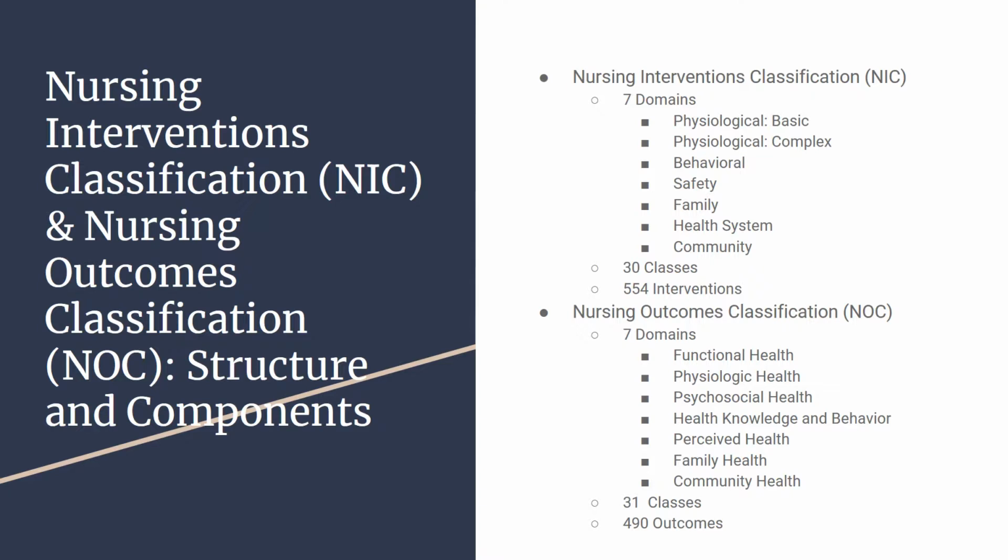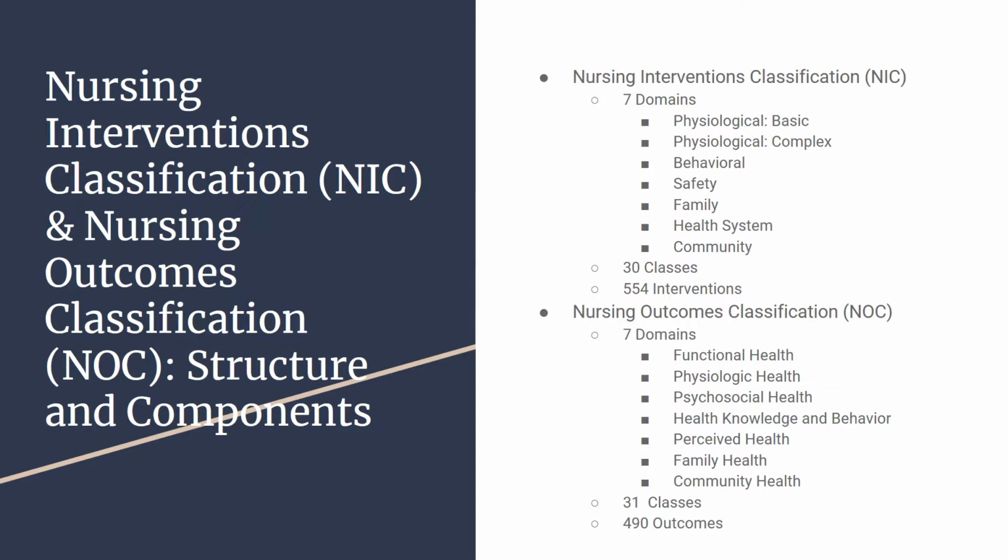Nursing interventions classification and nursing outcomes classification, structure and components. The NIC is made up of 554 nursing interventions spread across 7 domains. The domains that make up NIC are physiological basic, physiological complex, behavioral, safety, family, health system, and community.